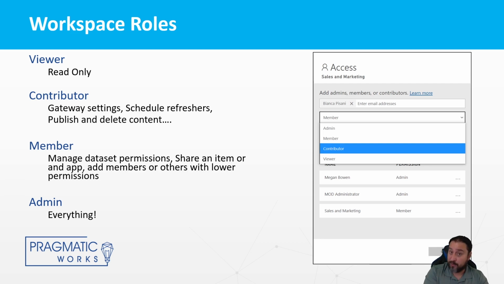Then a viewer, if you invite them into a workspace, must also have a Pro license. And they really can't do anything other than effectively just viewing items and objects and viewing the results of a dataset if given their correct permission to it. It's read only. But if you are using dedicated capacity, the viewer role, if assigned to an individual when being invited into a workspace, does not require a Pro license. So, small little caveat there.